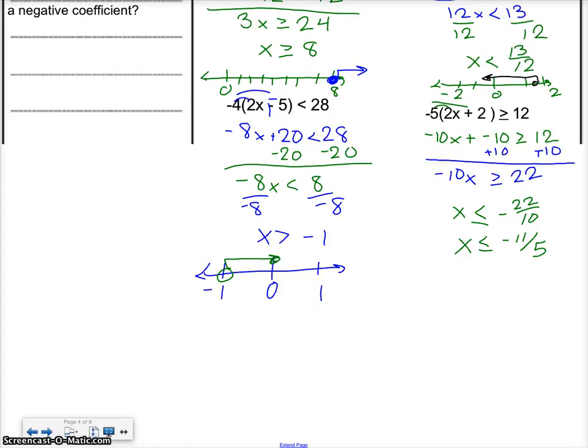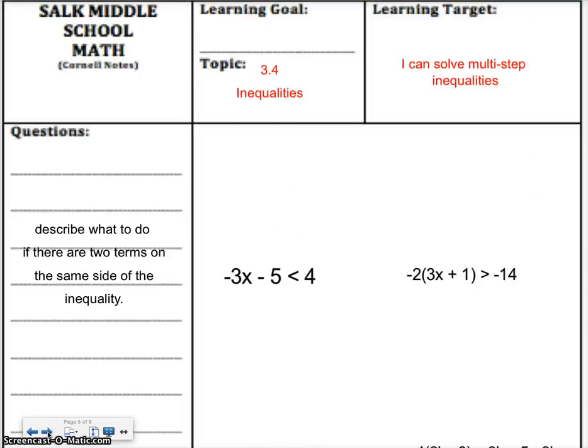The biggest thing I'm going to be looking for: are you flipping and are you following this? Are you not shutting down when you see a long problem? This you shouldn't shut down on. This isn't bad. It's when it's a super long problem that kids decide they want to shut down, but you got to tackle it. You got to face those problems. Okay, moving on.